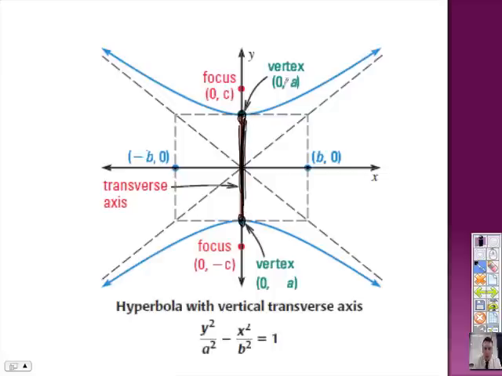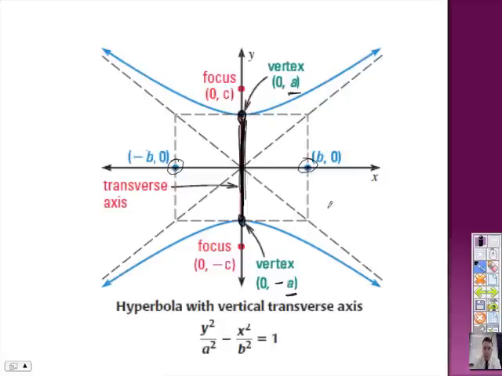The vertex still deals with A. In all these cases, the vertex is A: (0, A) and (0, negative A). The B value doesn't have a name. There's no covertex for hyperbolas. Write that down: no covertex. B just helps us find the asymptotes right here.